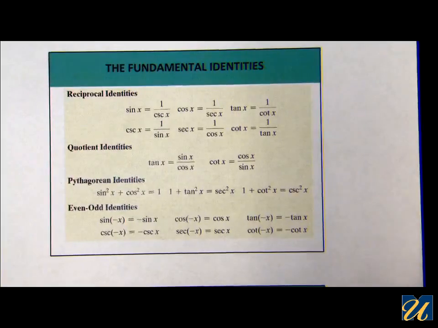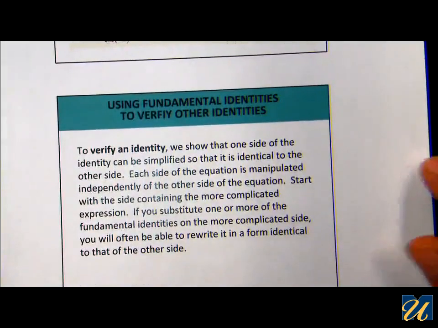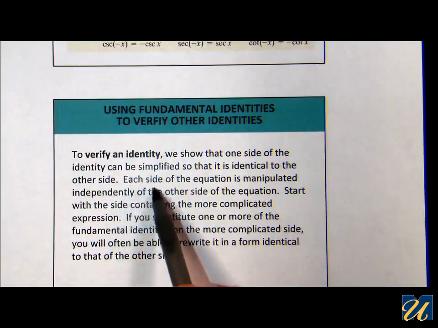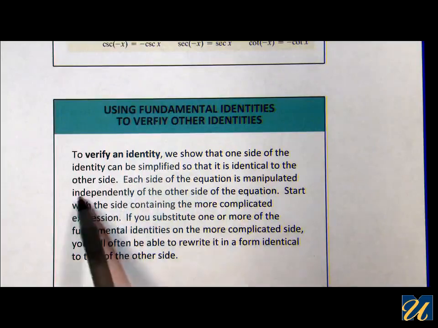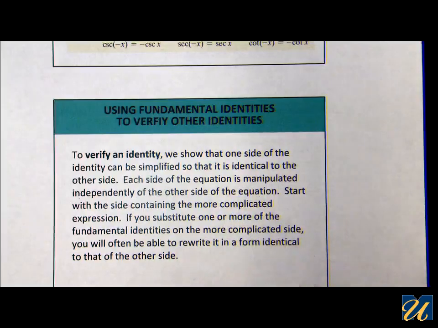Okay, how will we do this? We're going to refer to this box again and again as we move forward. To verify identities, we show that one side of the identity can be simplified so that it is identical to the other side. And this part here is very important. Each side of the equation is manipulated independently of the other side of the equation. You cannot cross over the equal sign. If you do, that assumes it's already balanced, meaning equal, and your set task is to show that it's equal.